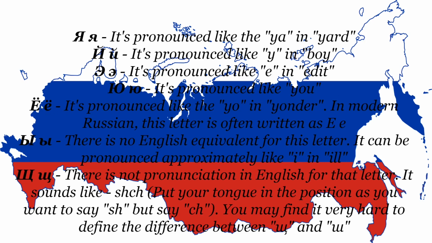Next we have a regular looking E, but with 2 dots above it, and this sounds like yo, as in yonder. Next we have a weird looking one, which makes a sound that doesn't really exist at all in English. It's sort of in between a couple of letters. It sounds like ui. So it's a bit of a weird one.